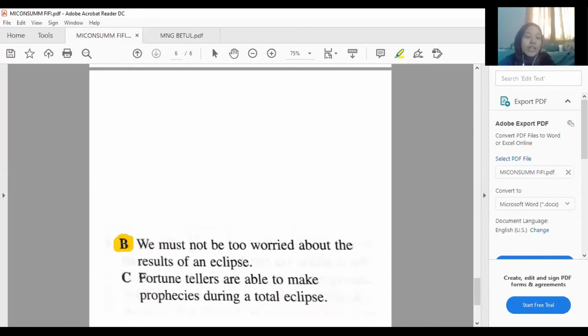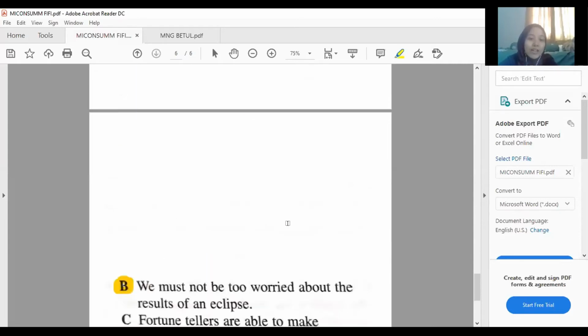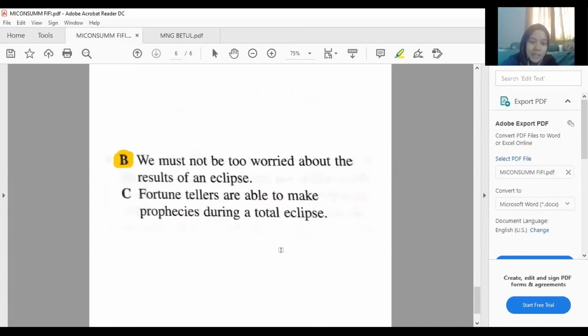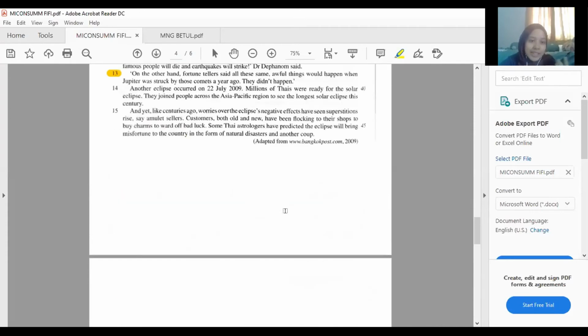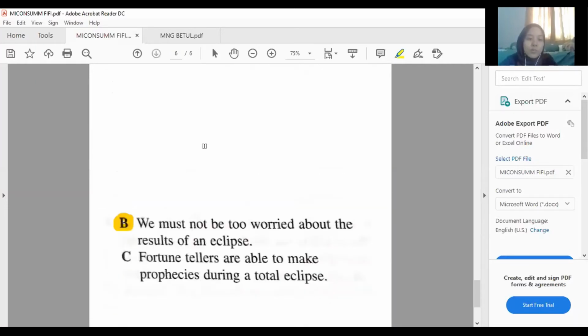But let's take a look at C. Fortune tellers are able to make prophecies during a total eclipse. It is mentioned in paragraph 13, but it is not the main thing they are trying to deliver to us in the 13th paragraph. So the answer would be B. We must not be too worried about the results of an eclipse. So I am done with my demonstration. So let's proceed with Qushairy to have his demonstration.